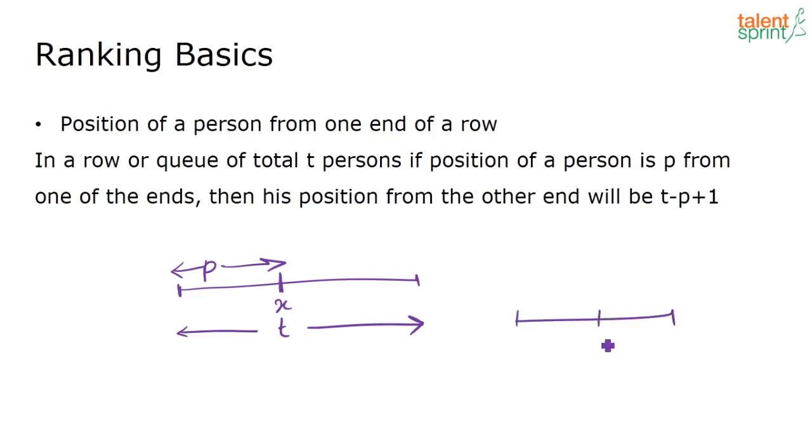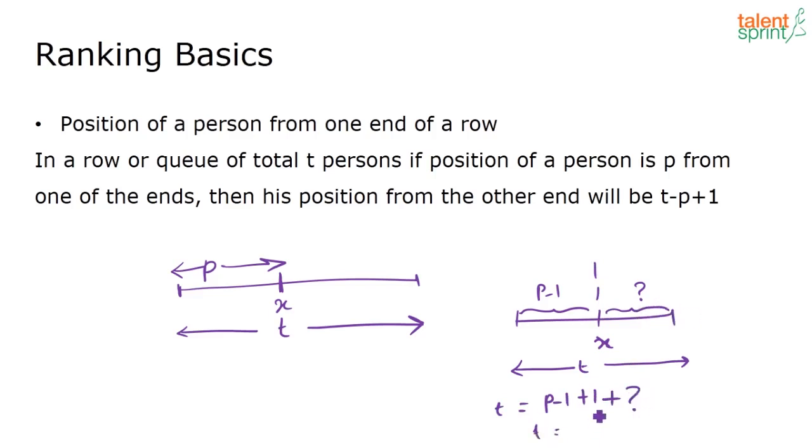See, there is a person. His position is x. This is x. His position is p from this end. So how many people are there before him? There are p minus 1 people before him. Now we don't know how many people are there after him. Totally we know there are t persons. Correct? So how many people are there here? So I can say that t, the total number of people, is nothing but p minus 1 plus this x, he is one person, plus the people on his other side, or I can say t is equal to p plus question mark, or I can say the question mark is equal to t minus p.